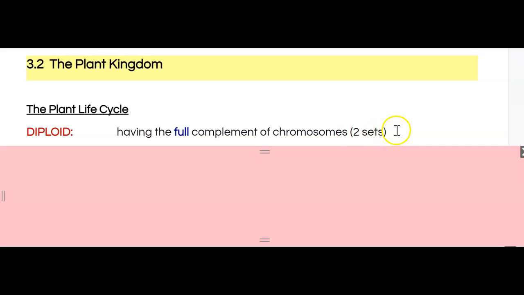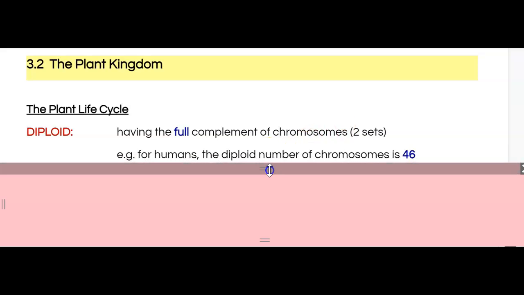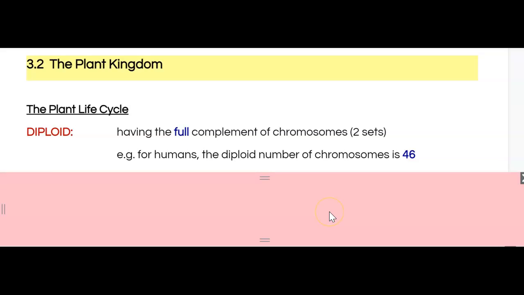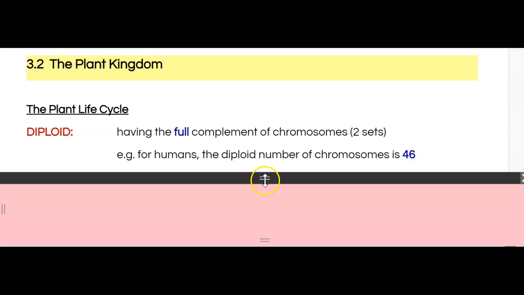right? So remember that in every regular body cell, we're going to have two sets of chromosomes, one from each of our parents. So for humans, we would say that the diploid number of chromosomes is 46. Half of which are coming from your mother and half of which are coming from your father. So the diploid number refers to the number of chromosomes in most of the cells in your body.